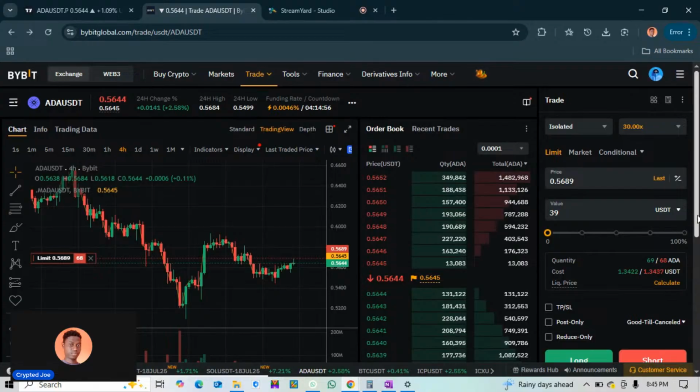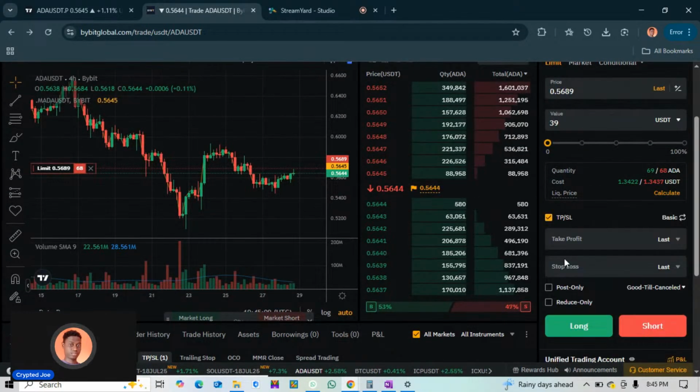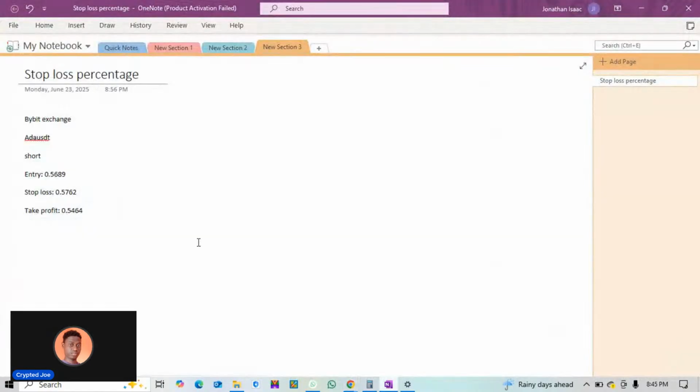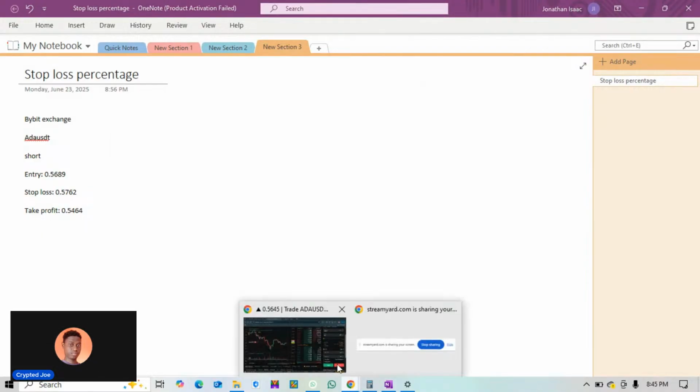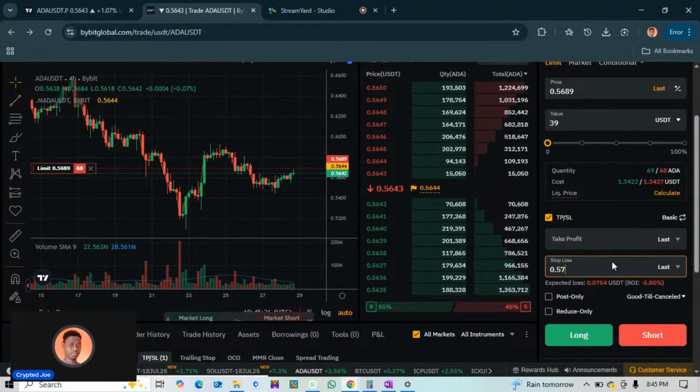Now the next thing is to click on the TPSL box, then two boxes will appear. The first one is take profit, second one is stop loss. Now you have to type in your stop loss first to know if truly that amount you said you want to lose will show below that box, before you can continue to whatever you have to do. Now the stop loss is 0.5762. 0.5762 is what you type here.